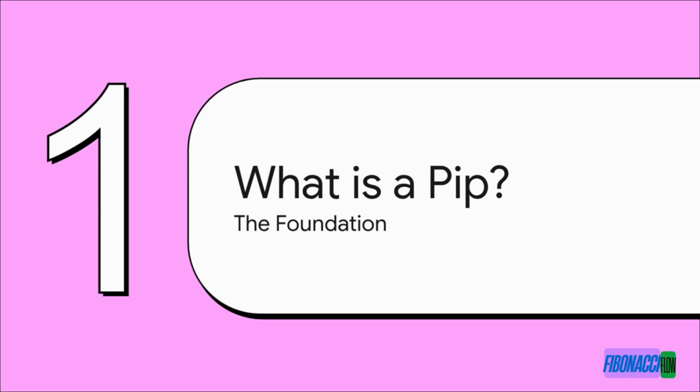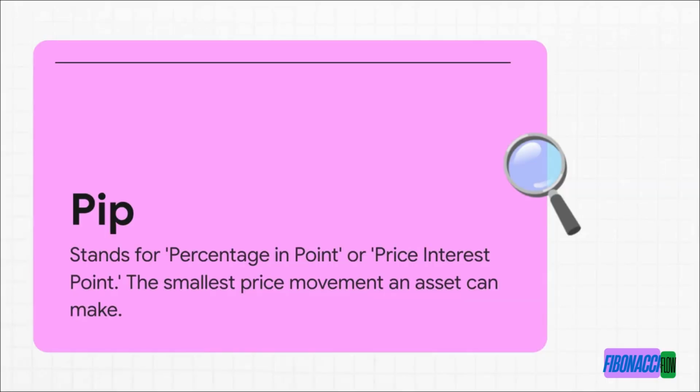First things first, what in the world is a pip? Okay, so the fancy definition is that pip stands for percentage in point or price interest point. But honestly, don't get too hung up on that. Just think of it like this. It is the absolute smallest, tiniest, most basic move that a price can make. It's like a single step in a giant staircase.